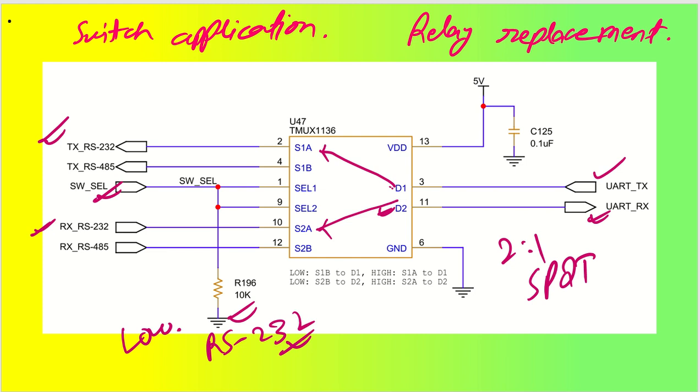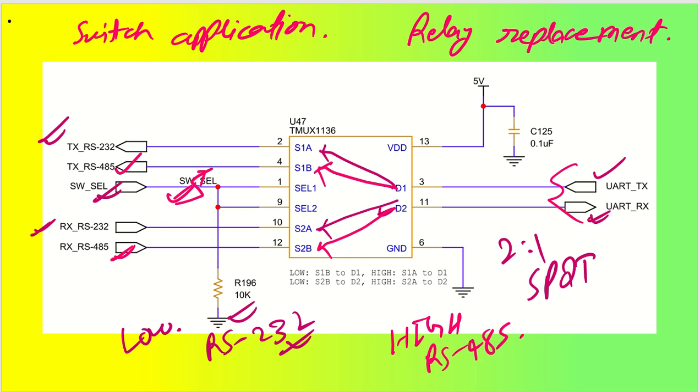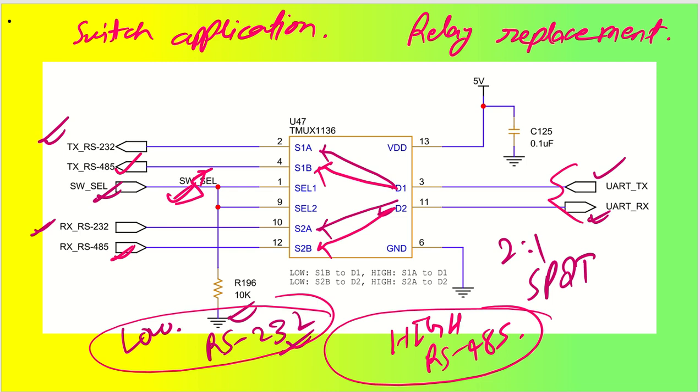Then whenever my switch select goes high, D1 will get connected to S1B and D2 will get connected to S2B. In that case my UART signals will get diverted to my RS-485 TX and RS-485 RX. So if you keep the switch select high, this will act as an RS-485 converter. So UART to RS-485 and UART to RS-232 are both being used together.